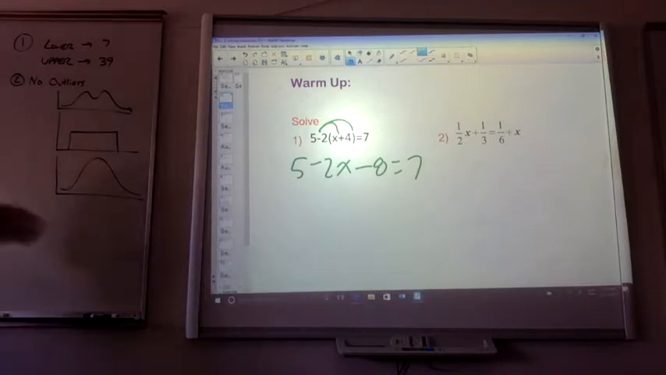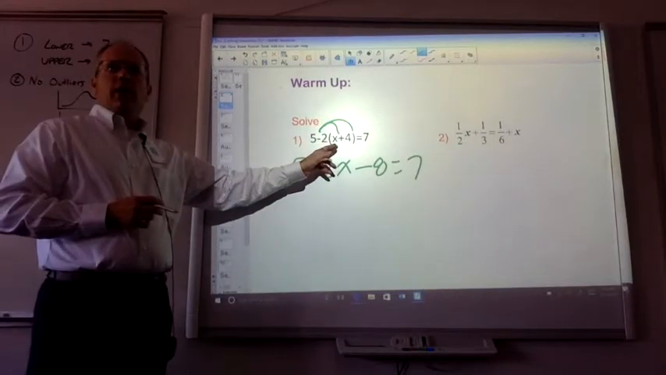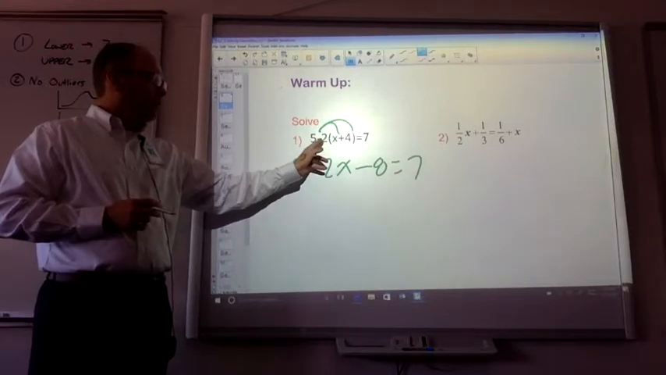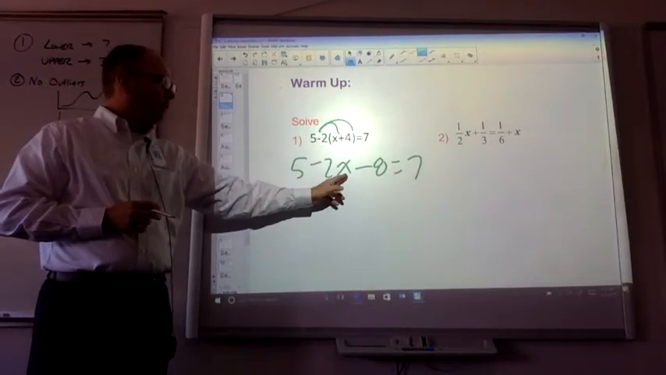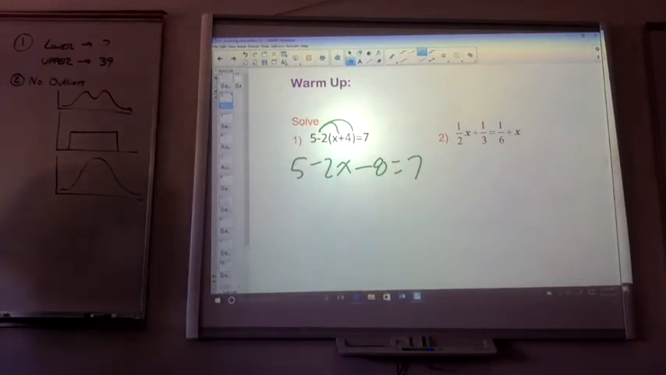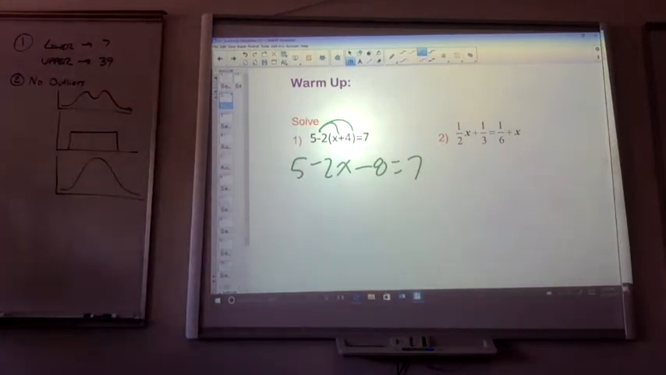Mm-hmm. So, I got to tell you, there's a lot of you that this is a one-point error. You don't make sure you distribute the negative to both of those. See how the signs changed? Please make note however you need to so you don't keep making that mistake. Combine like terms, so 5 minus 8 is negative 3, right? Yeah.